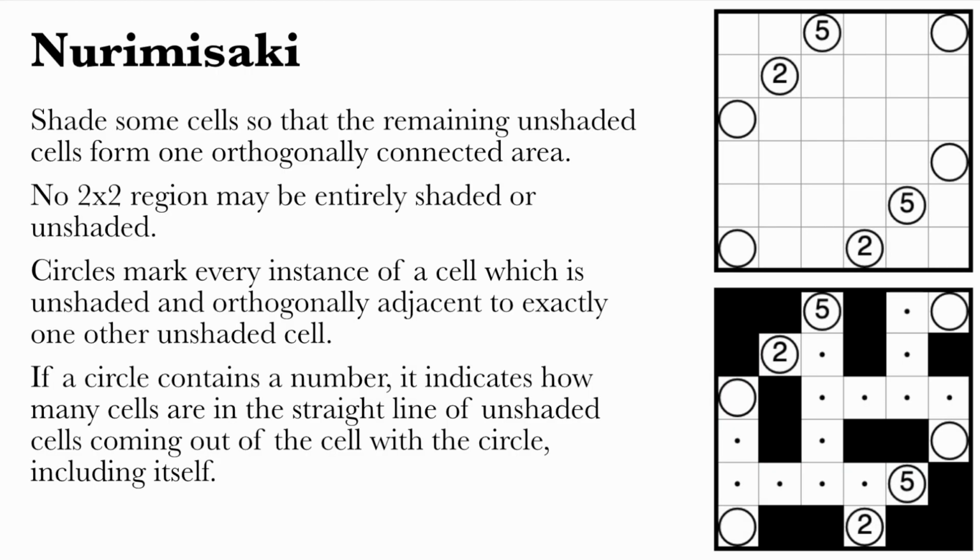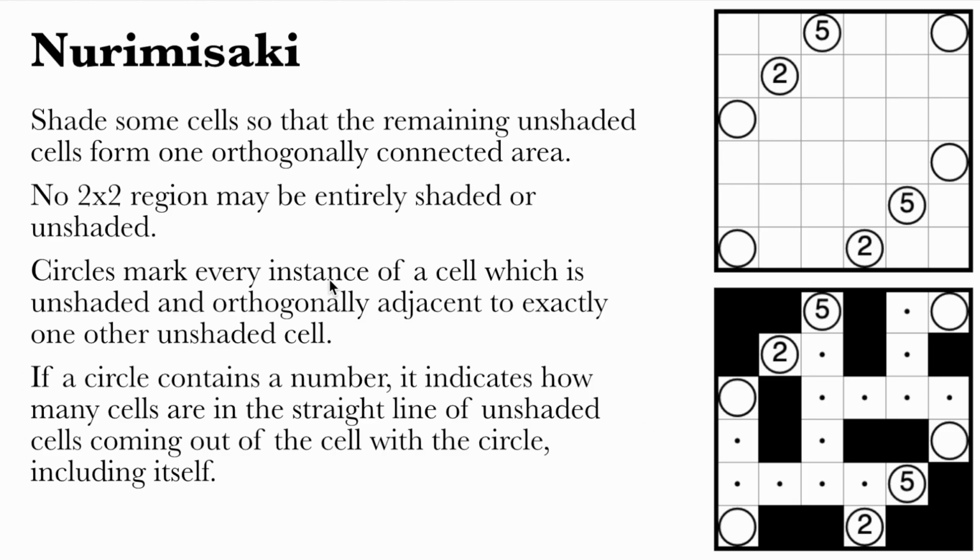In Nurimisaki, we shade some cells so that the remaining unshaded cells form one orthogonally connected area. That means that in our solution, we can travel from any unshaded cell to any other unshaded cell by traveling horizontally and vertically through that area. No 2x2 region may be entirely shaded or unshaded. We can't have this being a full 2x2. We have one unshaded cell in there. Likewise here we have at least one shaded cell.